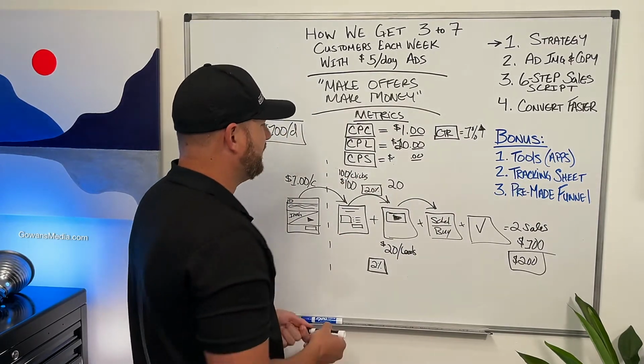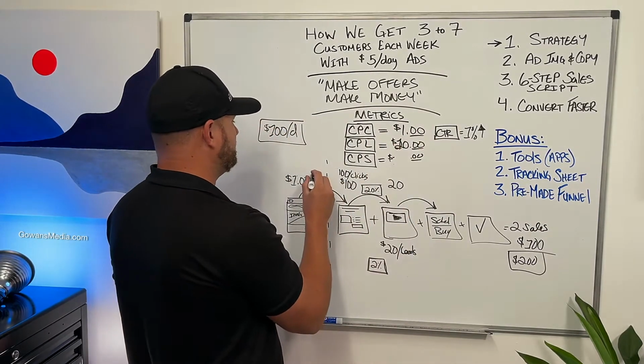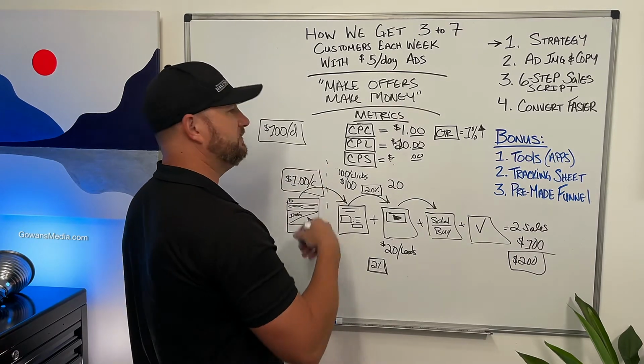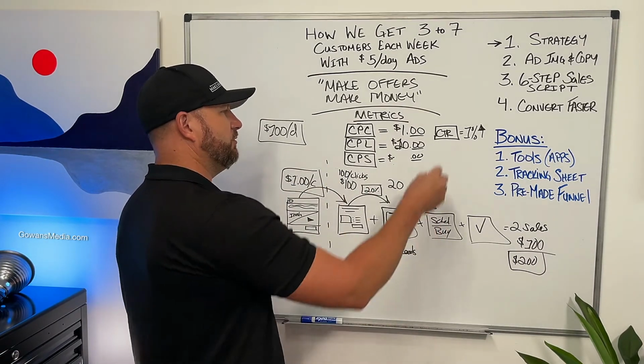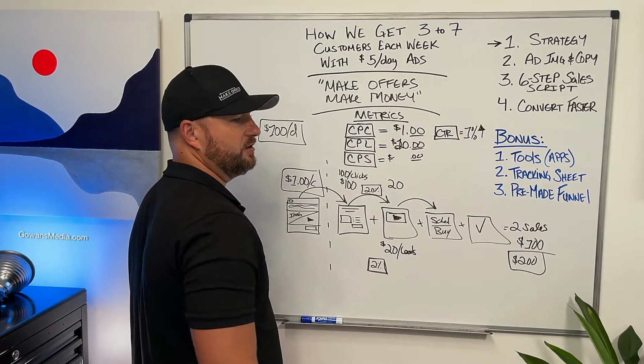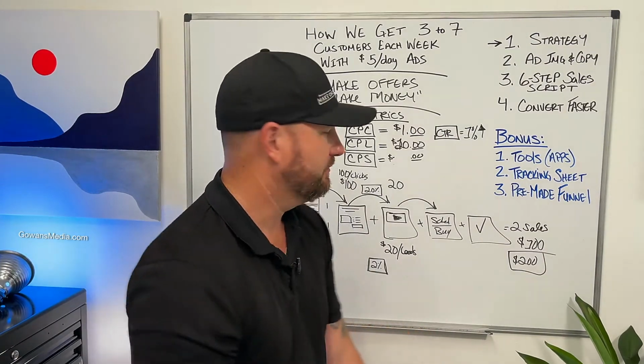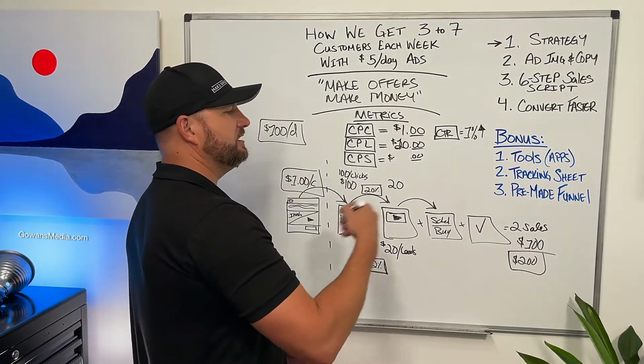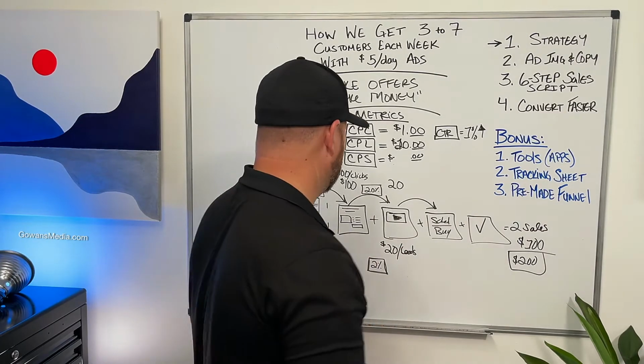But we want to track, what is our cost per click? How much is it costing to get clicks? If it's too high, then we want to work on our click-through rate percentage. We need to make a better ad. We need to make better images to stop people.